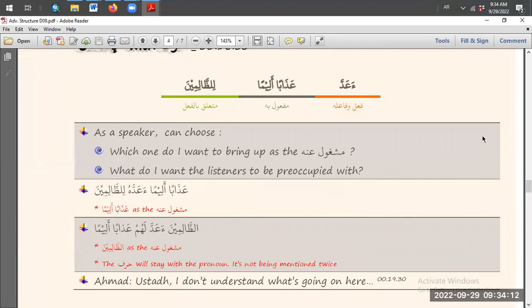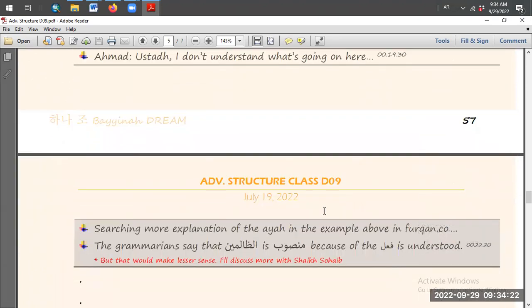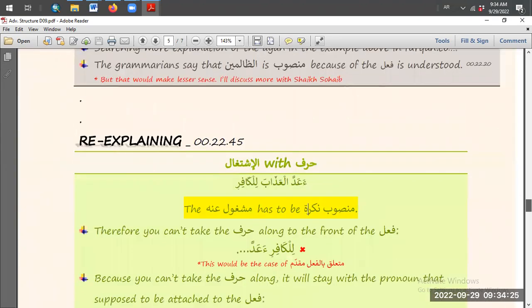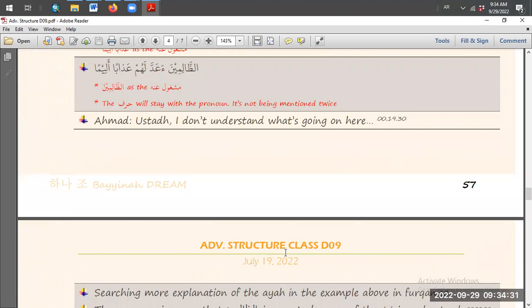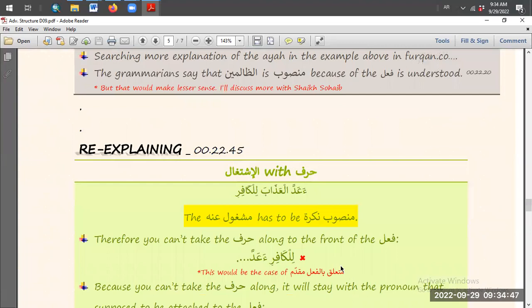Adaban aliman a'addahu lil-zalimin. What did I do? I made the adab the mashghul anhu. Why? Because adab is being mentioned first. But what if I wanted to take lil-zalimin and make that the mashghul anhu? I would say al-zalimina a'adda lahum adaban aliman. In this case, the lam will not come twice. It will only come on the mashghul anhu. Did it make sense? Yeah, that makes sense.